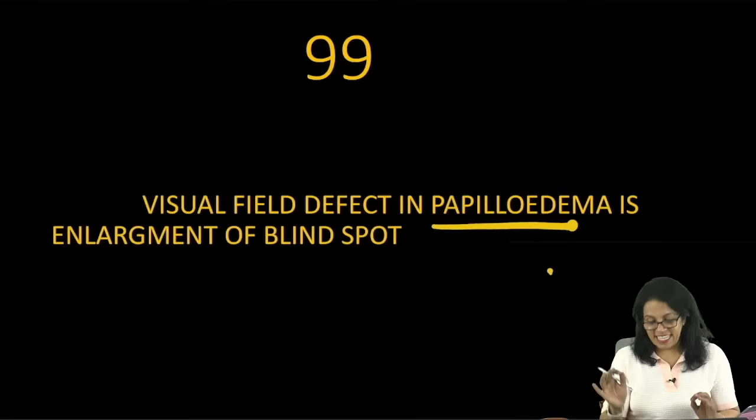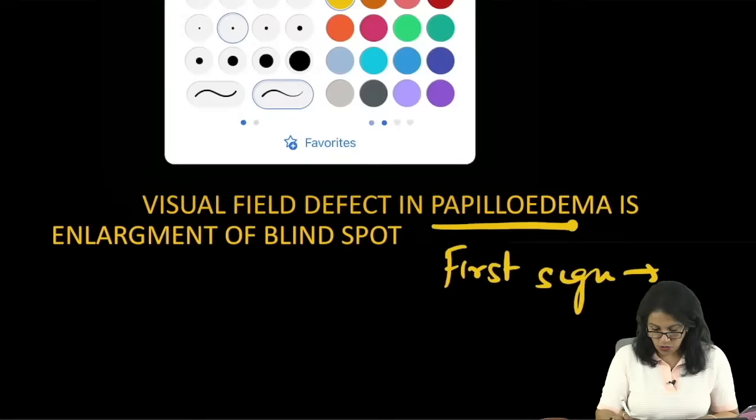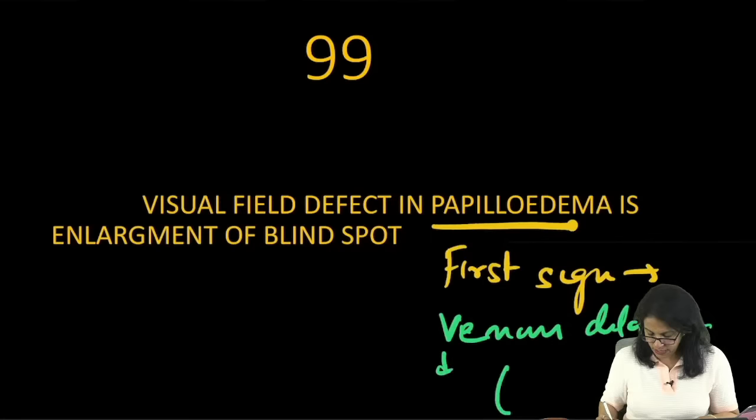Secondly, what is the first sign whenever they ask you? Again, it's debatable. So I am mentioning here, you will answer venous dilatation. First sign, what do you have to answer? Venous dilatation. Later, blurring of disc margin is the second thing which will happen.